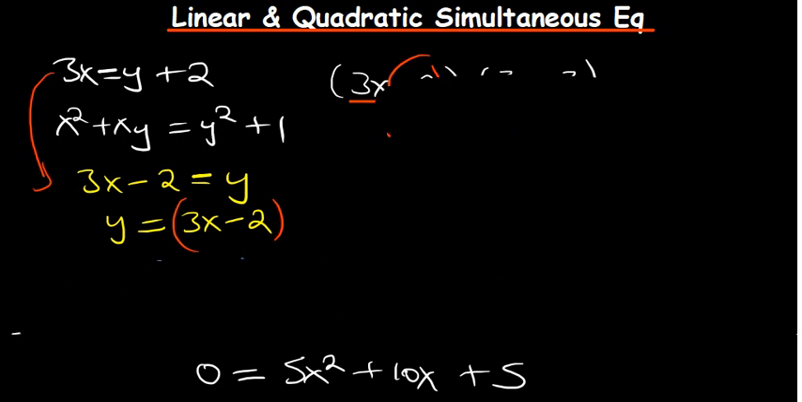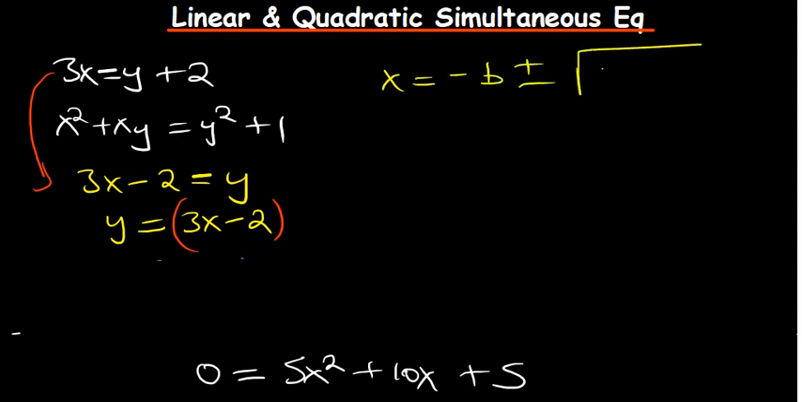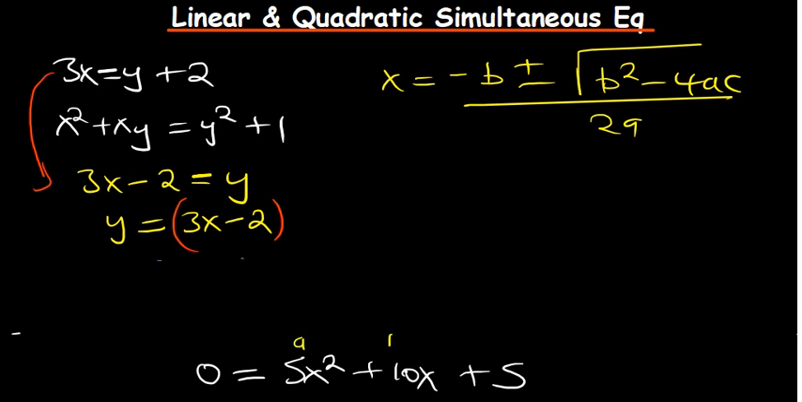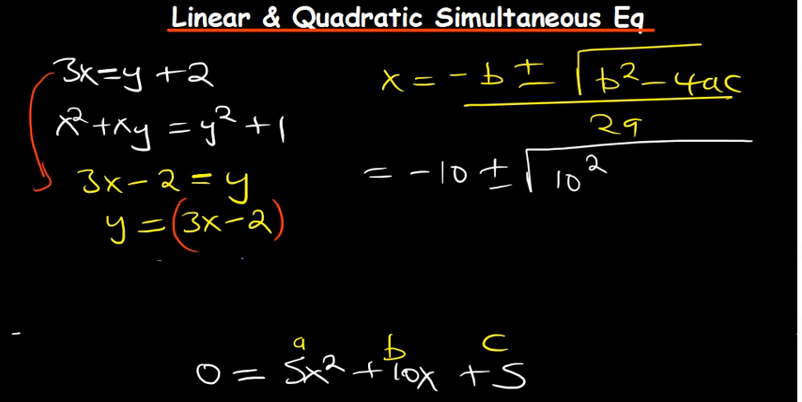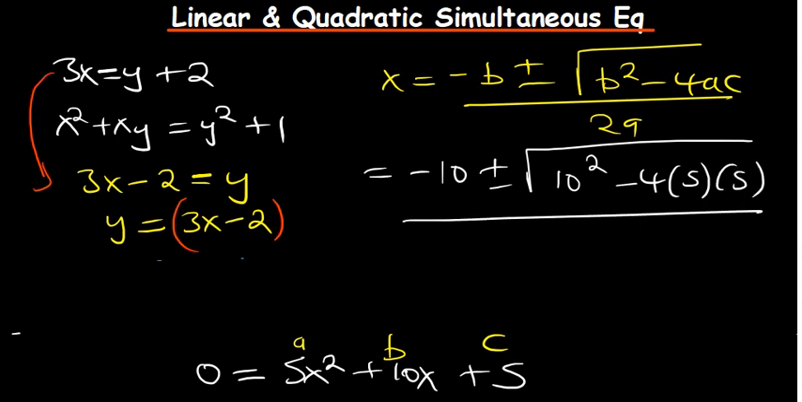So we're going to answer it using the quadratic formula. The more you practice the quadratic formula, the more easily you're able to remember it. x is equal to negative b plus or minus the square root of b squared minus 4ac, over 2a. a is the coefficient of x squared, b the coefficient of x, and c the constant. So let's find the value of x. For b we have minus 10 plus or minus the root of b squared, that's 10 squared, minus 4 times a, which is 5, times c, which is 5, over 2 times a, and a is 5.